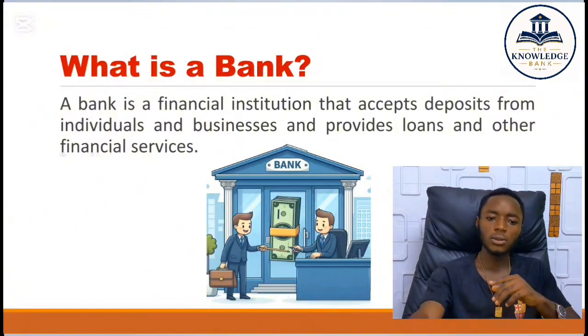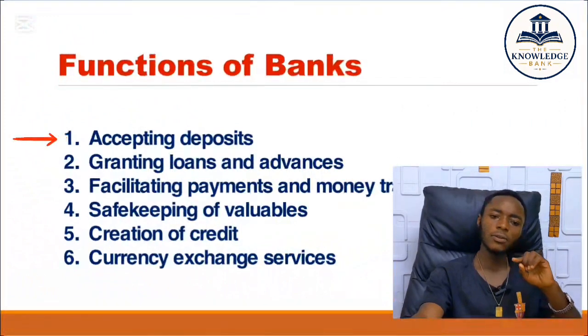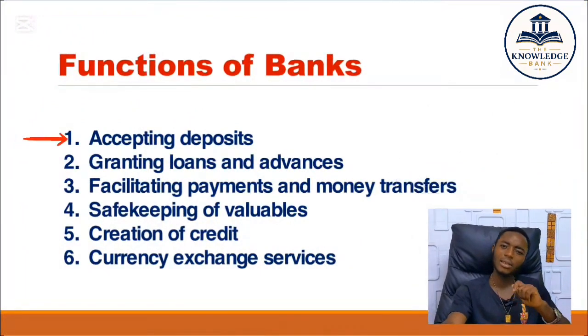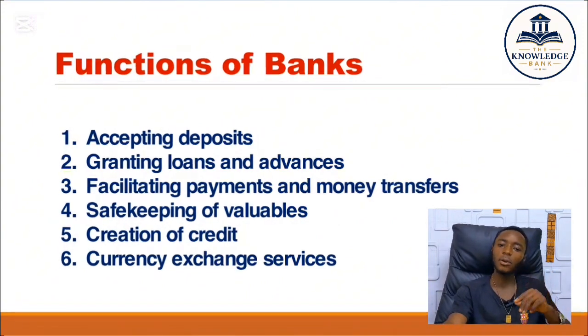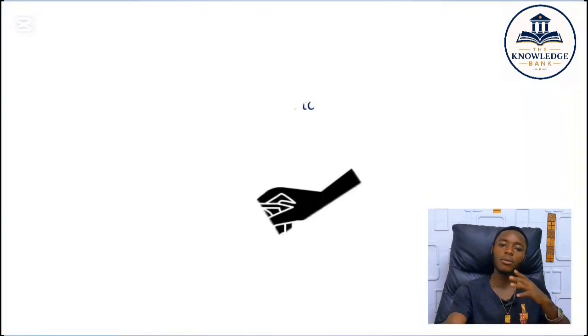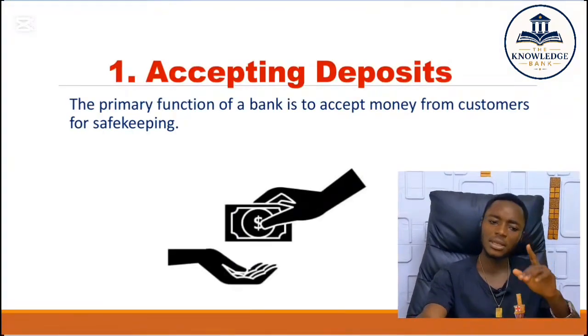So moving on to the next, which is functions of a bank. So the first function of a bank is accepting deposits. The second, we have granting of loans and advances. The third, the bank facilitates payments and money transfer. Fourth, we have safekeeping of valuables. Fifth, we have credit creation, and sixth, we have currency exchange services. Moving on to the first one, which is accepting deposits.